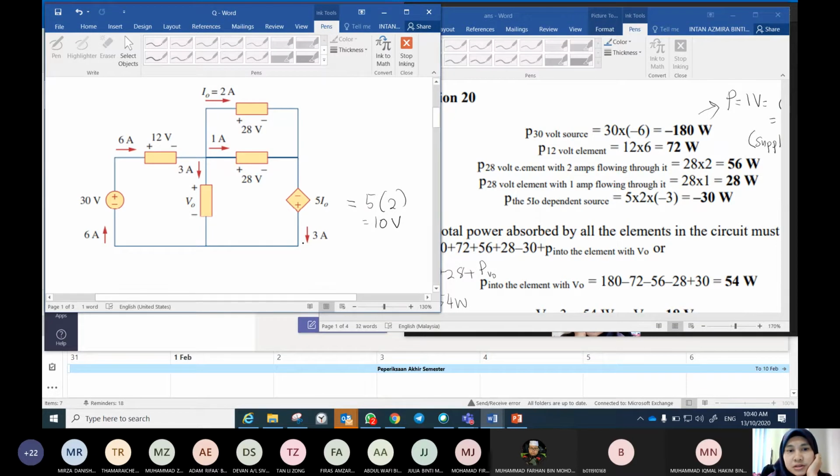Why minus? Because it is a voltage source, a power source. A power source must be supplying, so the value must be negative.